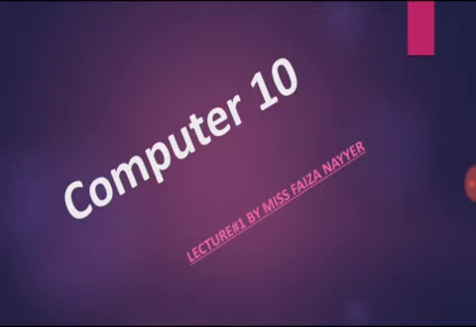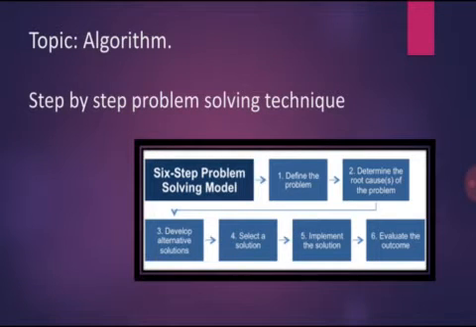As you all know, we are on chapter number 1, programming technique, and we are doing the topic algorithm. The topic algorithm is almost over. So you all know that the step-by-step problem solving technique is known as algorithm, and it is the most important and basic step before making any program or any software.